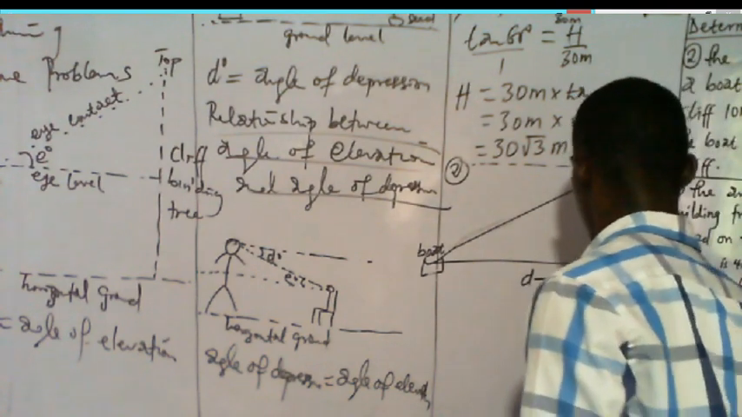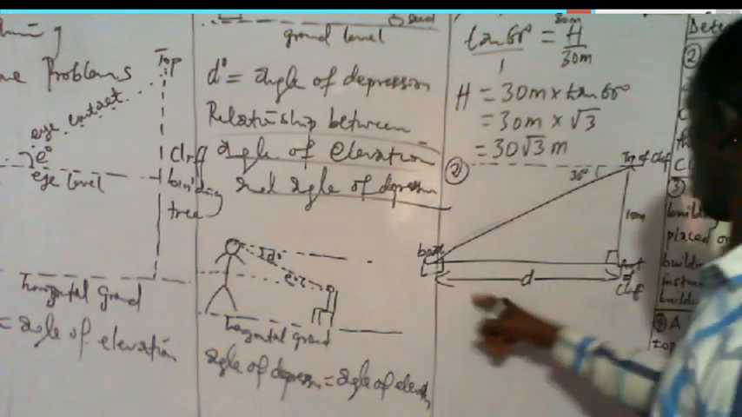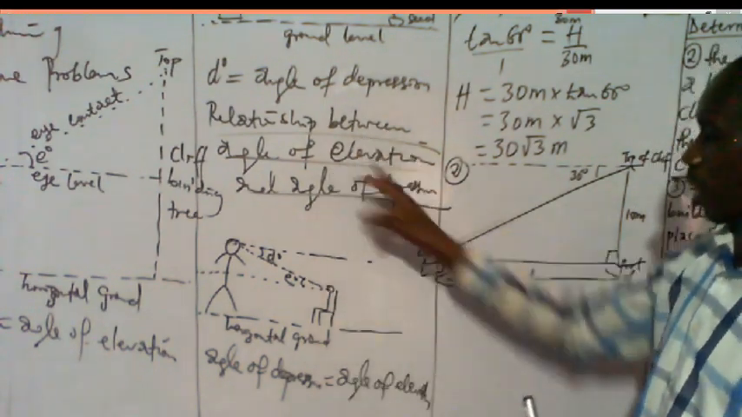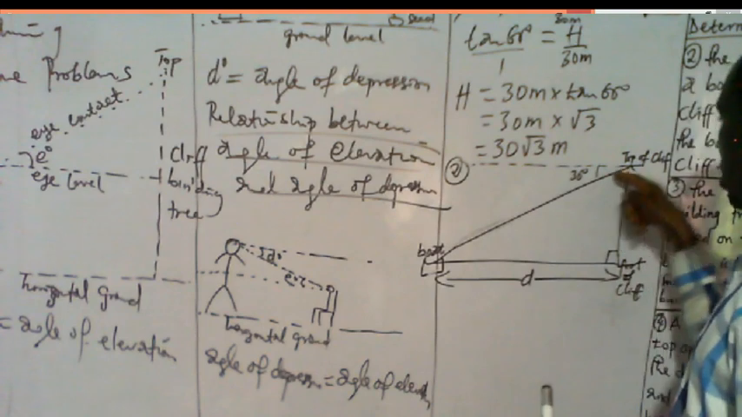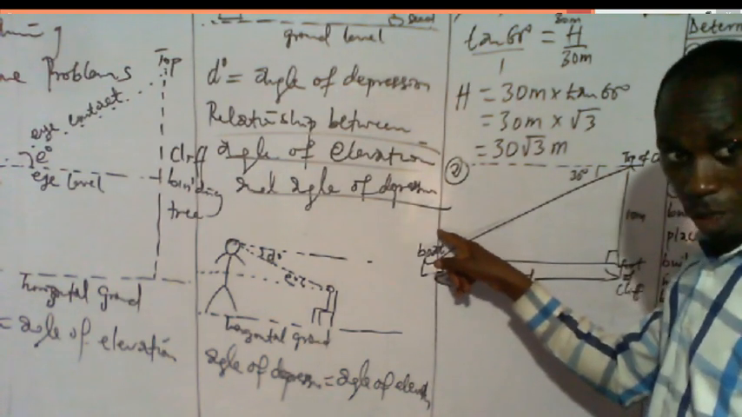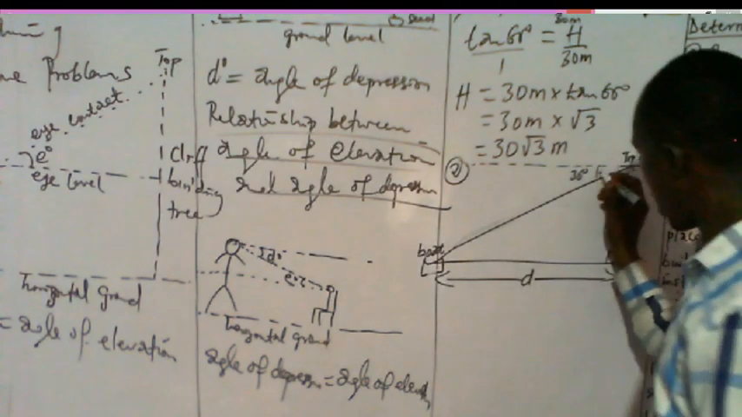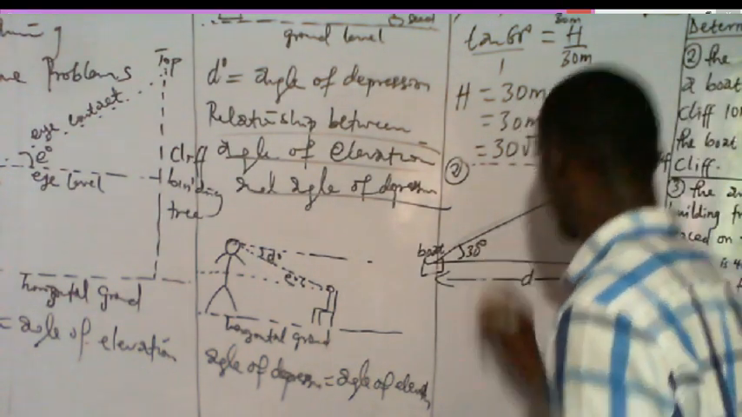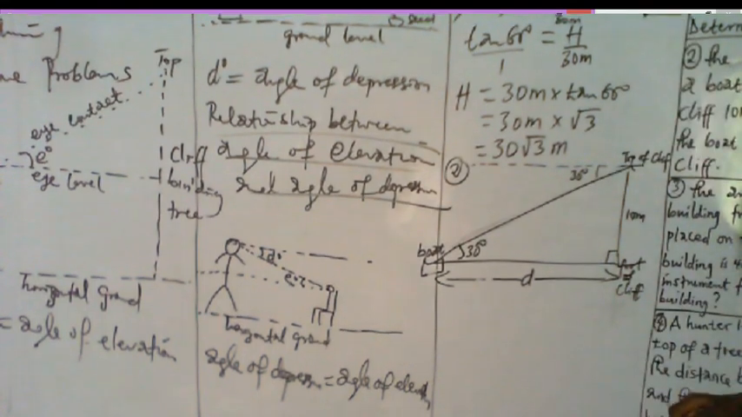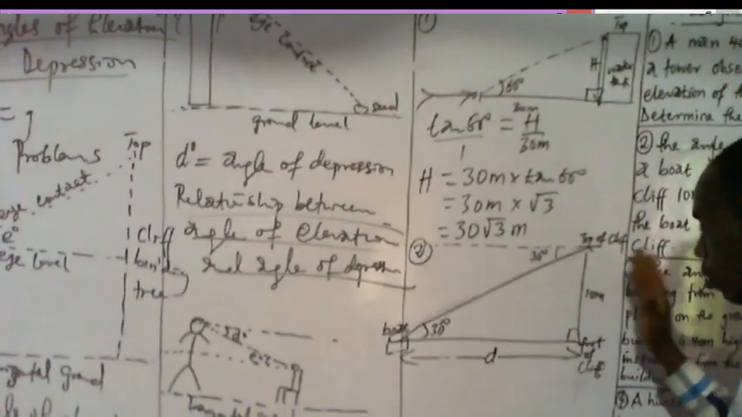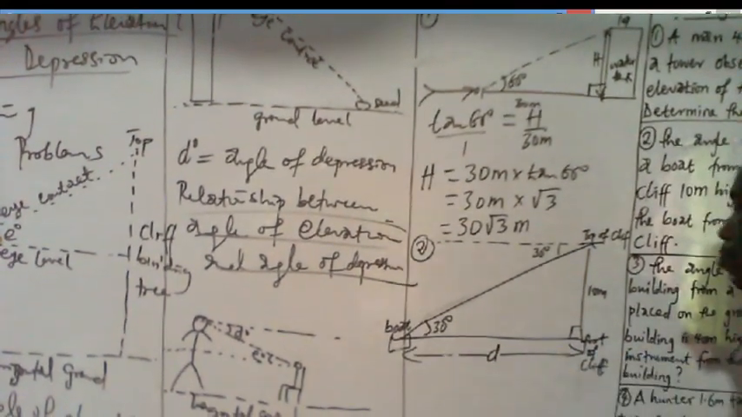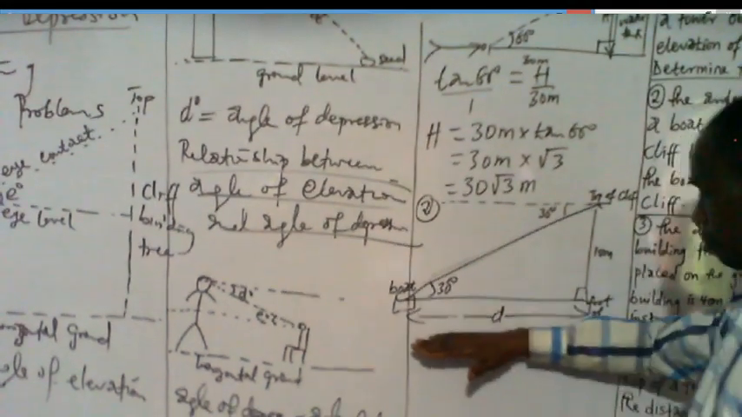Let me use the letter D to denote the distance here. Don't forget the relationship between angle of elevation and depression. The angle of depression at the top of the cliff is equal to the angle of elevation of the boat to the top of the cliff. So if here is 30 degrees, here will be 30 degrees. Just like the first question I solved, you have opposite to this angle, you have adjacent to this angle, and I'm looking for the adjacent.